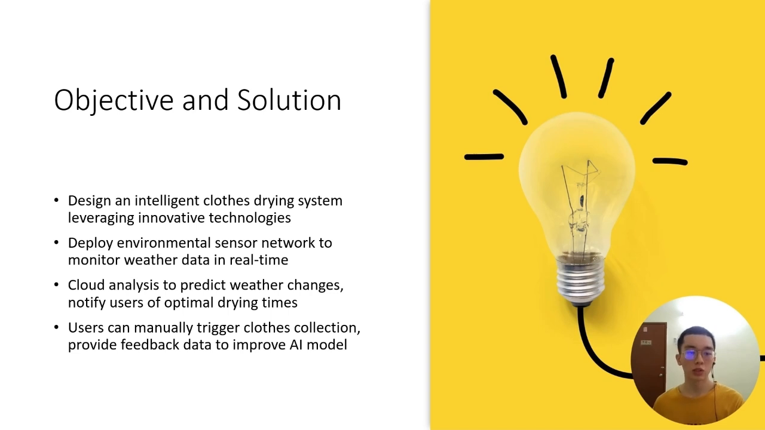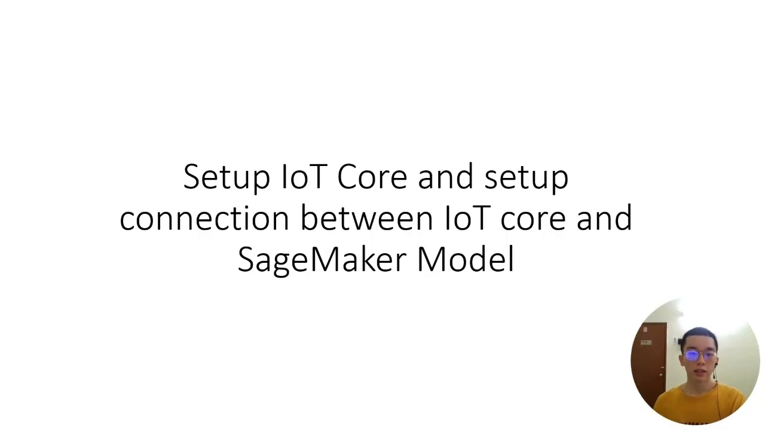The solution is to deploy an environmental sensor network to monitor weather data in real time, use the cloud to analyze and predict weather changes, and notify the user of optimal driving times. The user can also manually trigger cloud collection and provide feedback data to improve the AI model, so that the next time the model will be more accurate. Then I'll introduce setting up IoT Core and the connection between IoT Core and the SageMaker model.